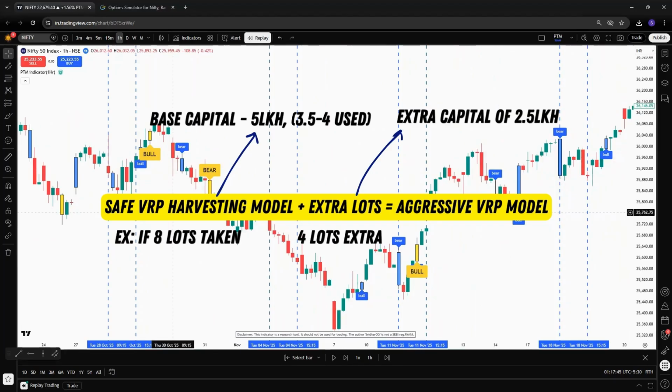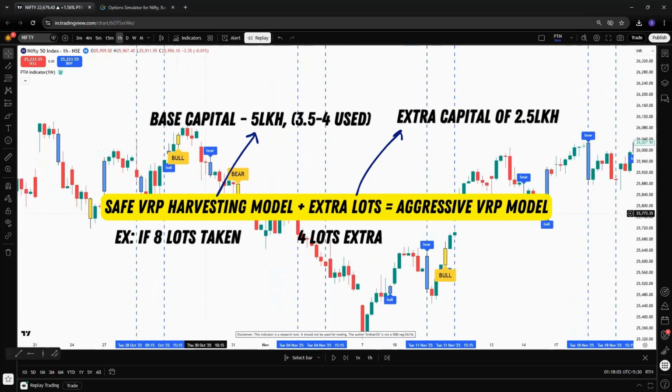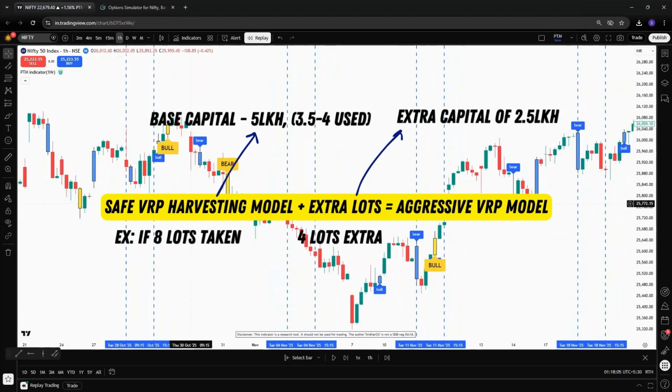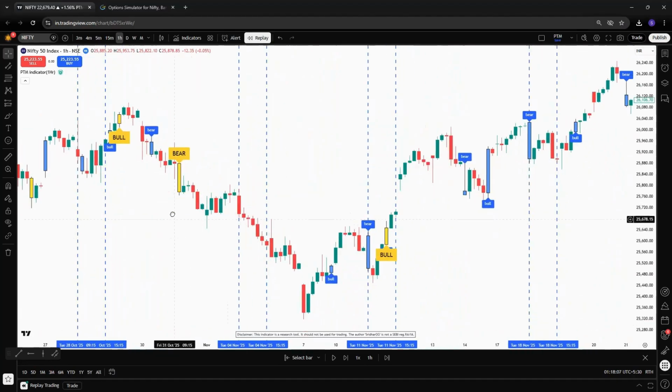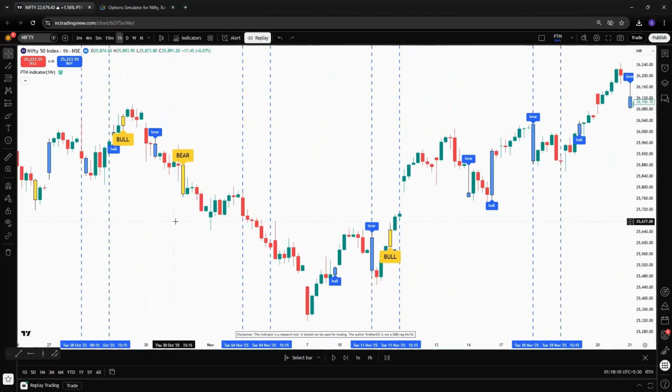And how do you do SL management? VRP, that pivot range shifting, everything is the same. Only one condition where I can trigger the aggressive model, like I told you, we need extra capital for aggressive. 5 lakh is completely locked. I'm not touching that. Extra capital if I want to use the aggressive model. All right. So I'll just take this example here. It's a very clear example. I'll tell you the condition required.